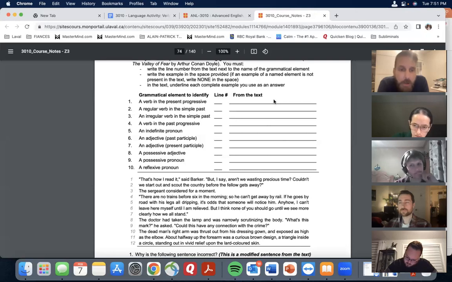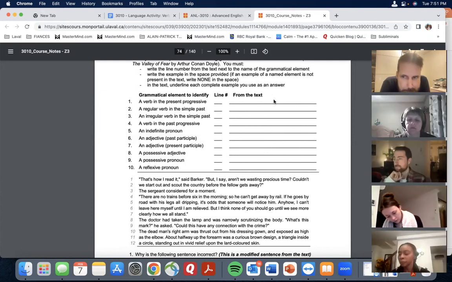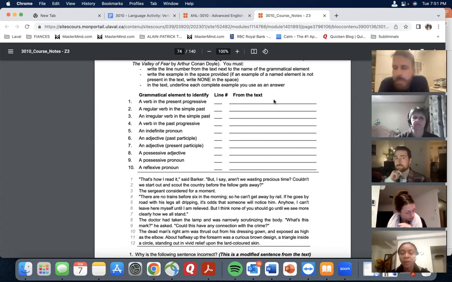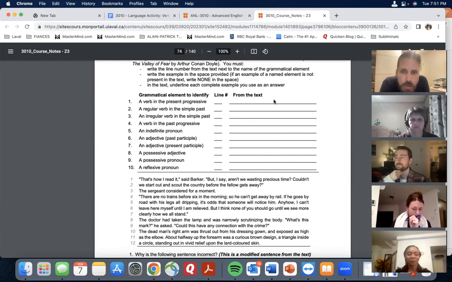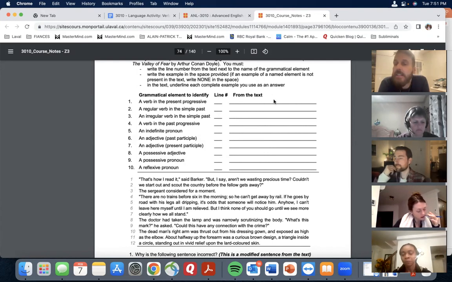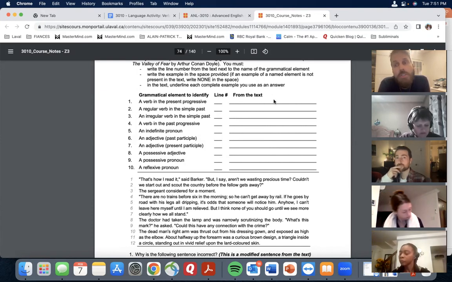Number 2, a regular verb in the simple past. Considered. Which line? Line 3. Excellent. Considered. Okay, do I have another one? Line 9. Asked. Which line? It's line 9. He asked. Very good. So just one example is good, but if you wrote asked or considered, you got a point.